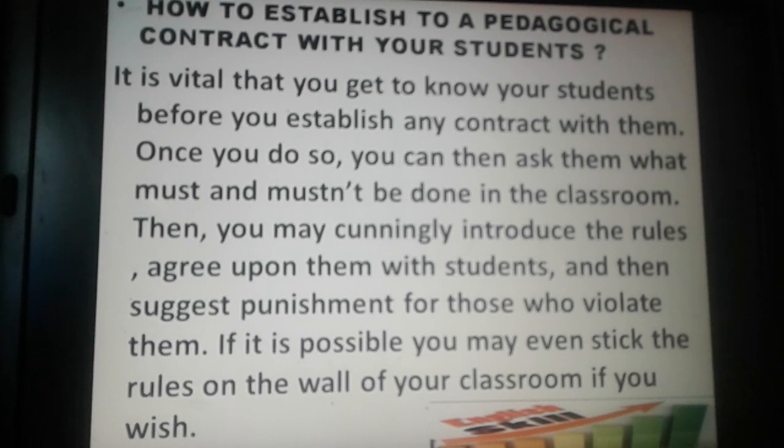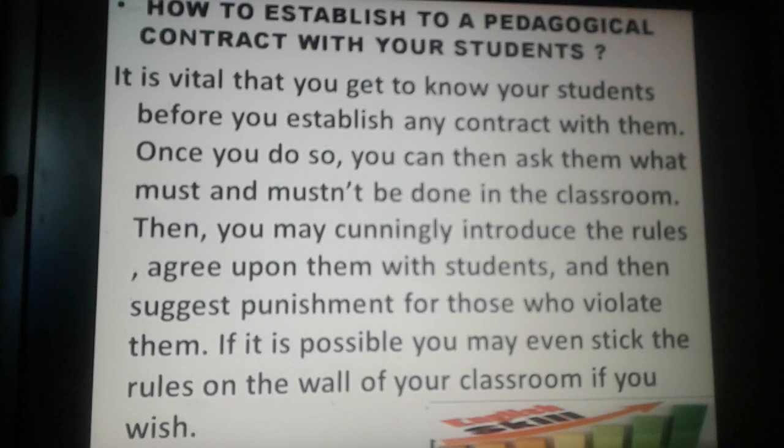Once you do so, you can then ask them what must be done in the classroom. If the teacher asks this question to his or her learners, the students will become aware of the behavior that must and mustn't be done during the classroom. Then you might kindly introduce rules, agree upon them with students, and then suggest punishment for those who violate them.